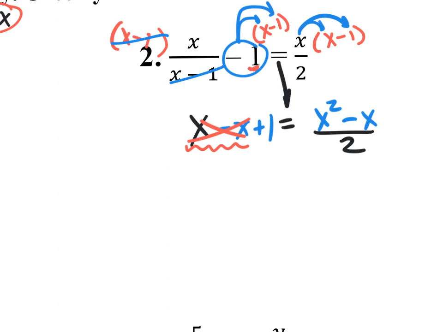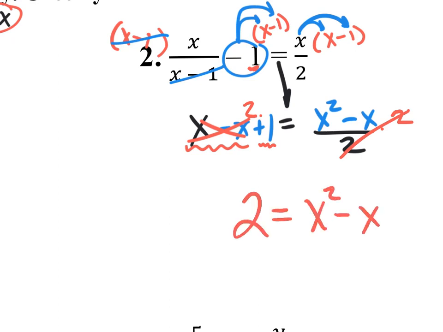Okay. Now, if you don't want that fraction divided by 2, go ahead and multiply both sides by 2. So I'm going to go times 2 to get rid of that 2. And this single 1 over here, I'm going to multiply it by 2, and I will get a new equation that reads 2 equals x squared minus x.